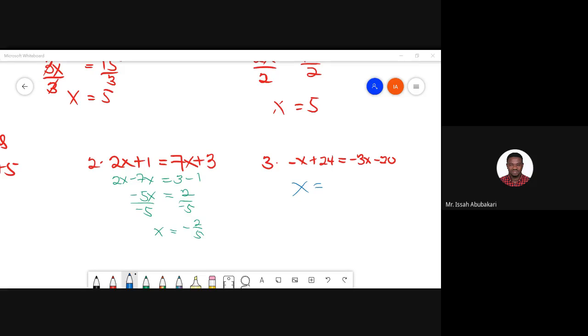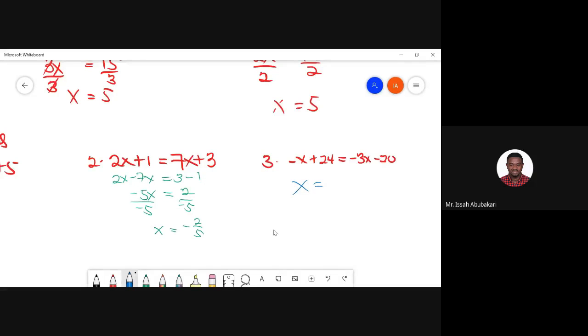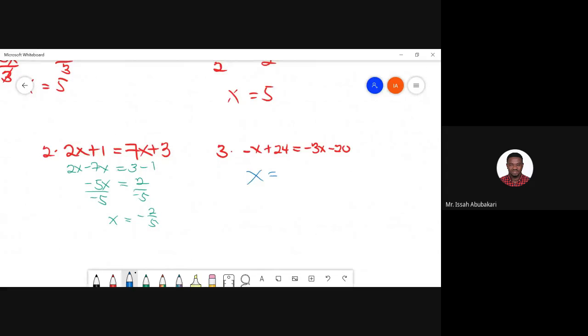All right, let's do it together then. So with this, we are saying our answer is what? Minus 22. But how did we get minus 22? We group like terms, we write all the numbers with the variable on one side and the others on the other side. So we have minus x plus 3x, because when it crosses over, the sign will change. Minus 20 minus 24. So at the end, we have 2x is equal to minus 44.